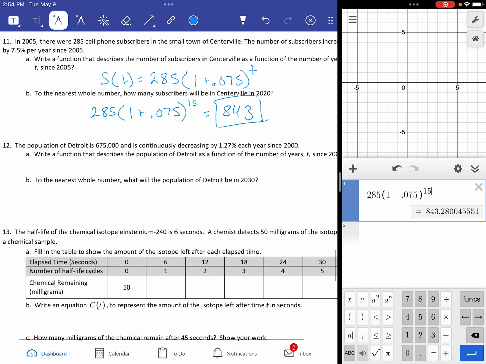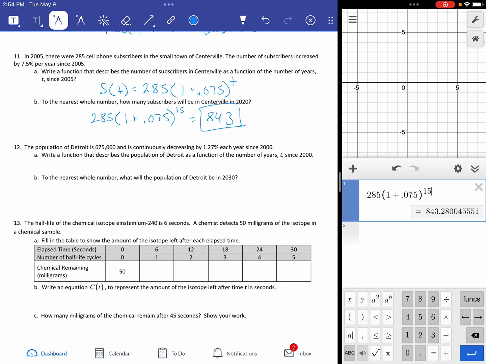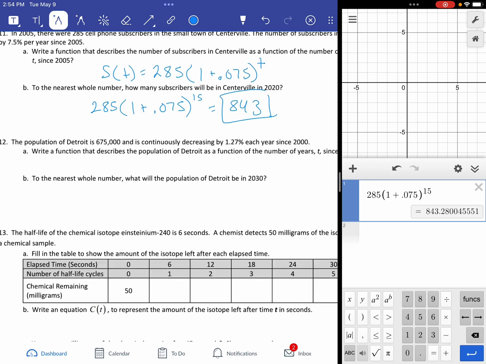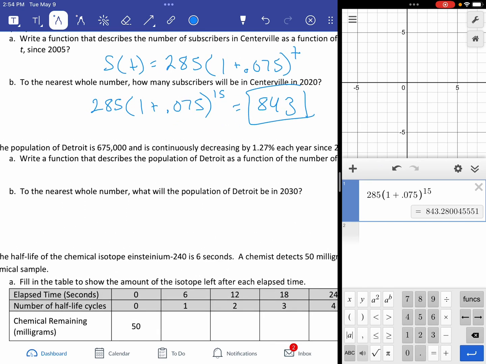Next, the population of Detroit is 675,000 and continually decreasing since the year 2000. Write a function that describes the population decrease. So we have population over time equals 675,000. Now in the past we were increasing, so we added, now we're decreasing, so we're going to subtract 0.0127 to the t power.